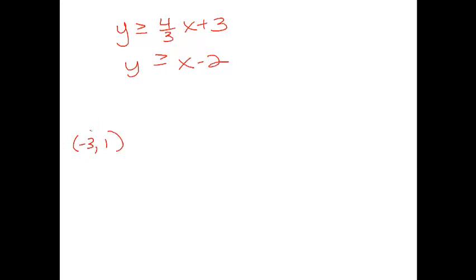Okay, so our inequalities were y is greater than or equal to 4/3 x plus 3, and y is greater than or equal to x minus 2. So let's go to our first choice. This is saying that we should plug in -3 for x and 1 for y and test it out. Remember, we are looking for something that is not a solution, which means we want this to make a false statement, right? So let's go ahead and try this. I'm going to plug 1 in for the y here, -3 in for the x.